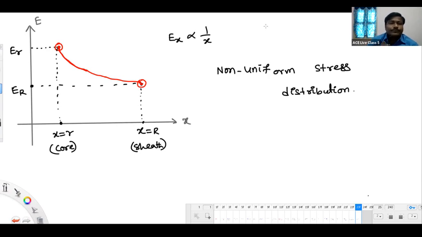Right, so have a break for 5 minutes. After the break, we'll discuss a little more about this field intensity. Then we will move on to the capacitance of the single-core cable. So, 5 minutes break.